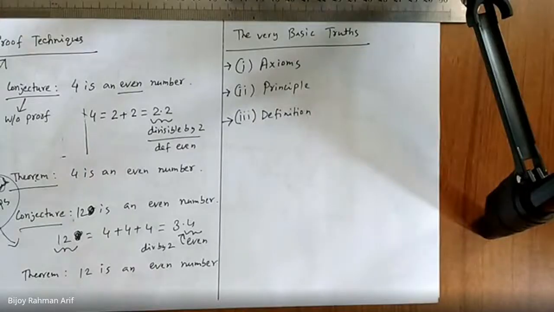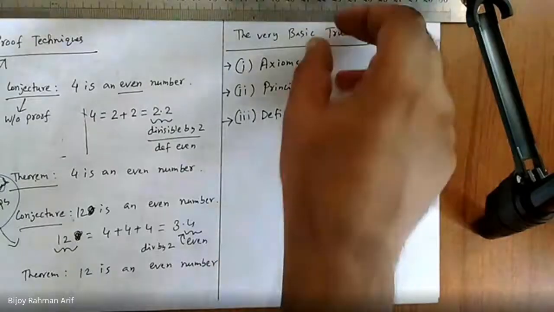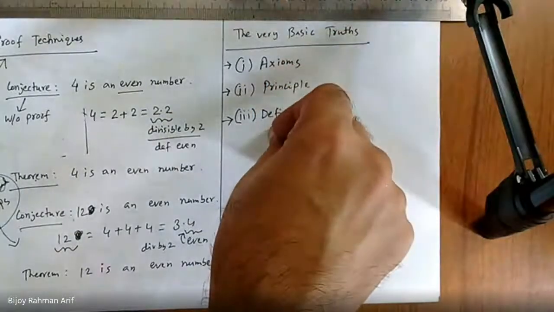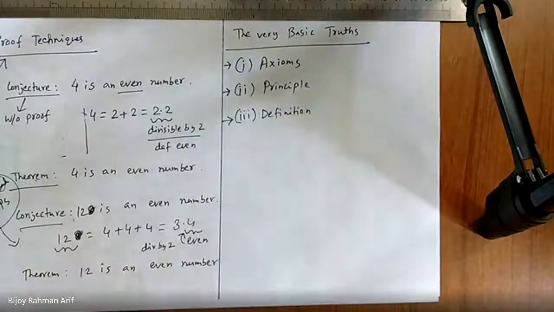Sir, like we do not question the basic truths or the basic principles. No, the thing is, you cannot prove these things, the basic truth, the axiom, principle, and definition. But those are very, very simple and natural consequences of nature, natural laws. That's why we can always consider those are true.